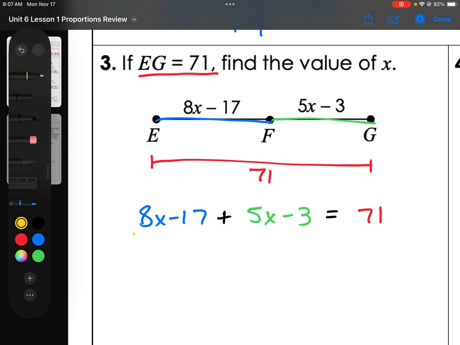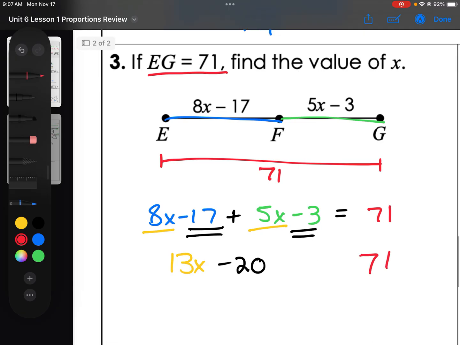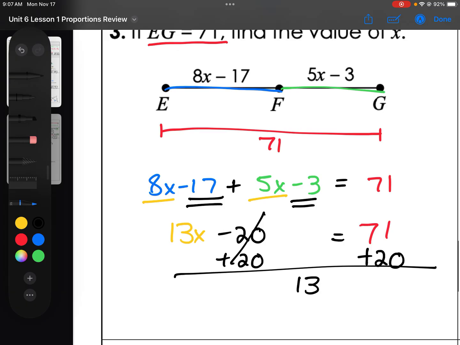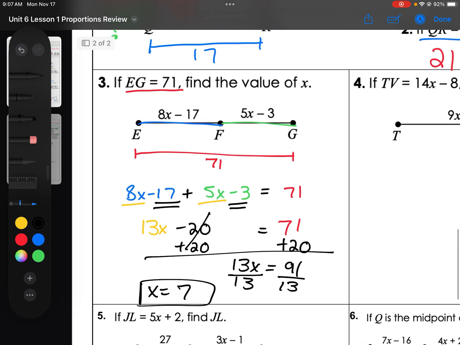Okay. So then we have 8x plus 5x is going to be 13x. I've also got negative 17 minus 3 is negative 20. And then still equal to 71 over here. We're going to add 20 really quick to get rid of that negative 20. Cross those out. You get 13x is equal to 91. Divide those quickly here. And then we're left with x is equal to 7. All right, that's the value of x. Always go back to your original question and make sure you've answered what they've asked.